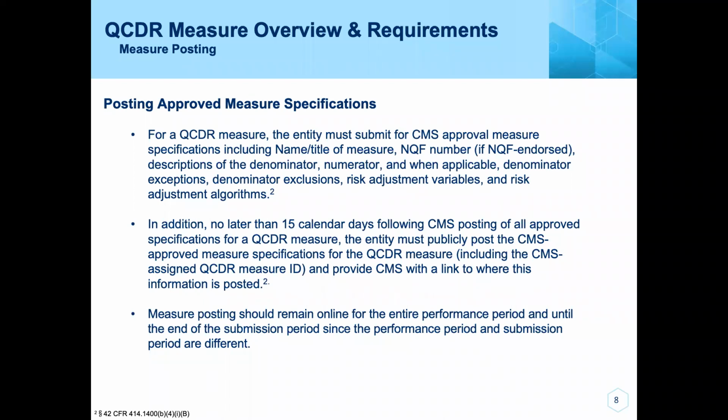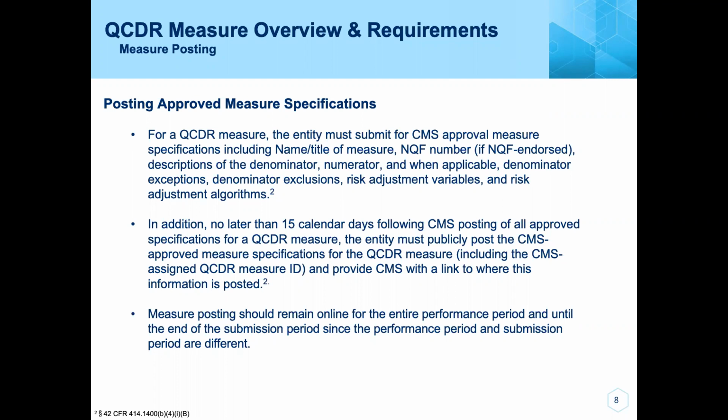Following CMS approval of QCDR measures, QCDRs are required to publicly post their approved measure specifications on their website and provide that link to CMS. They're given 15 calendar days from the date that CMS has posted all of the approved specifications on the QPP resource library. This link must be shared with CMS, and all of the measures and specifications should remain posted for the entire performance period for which they're approved and the applicable submission period.